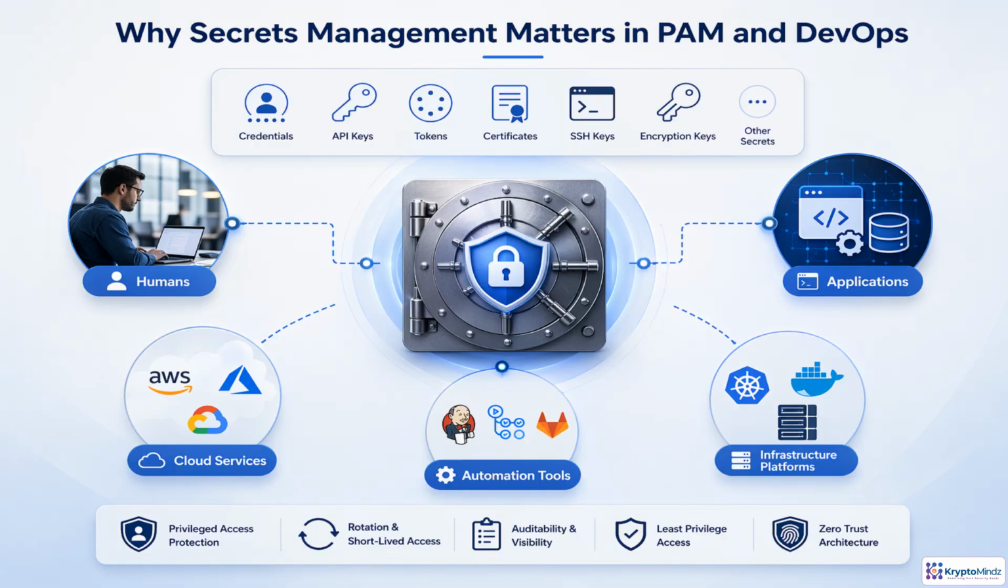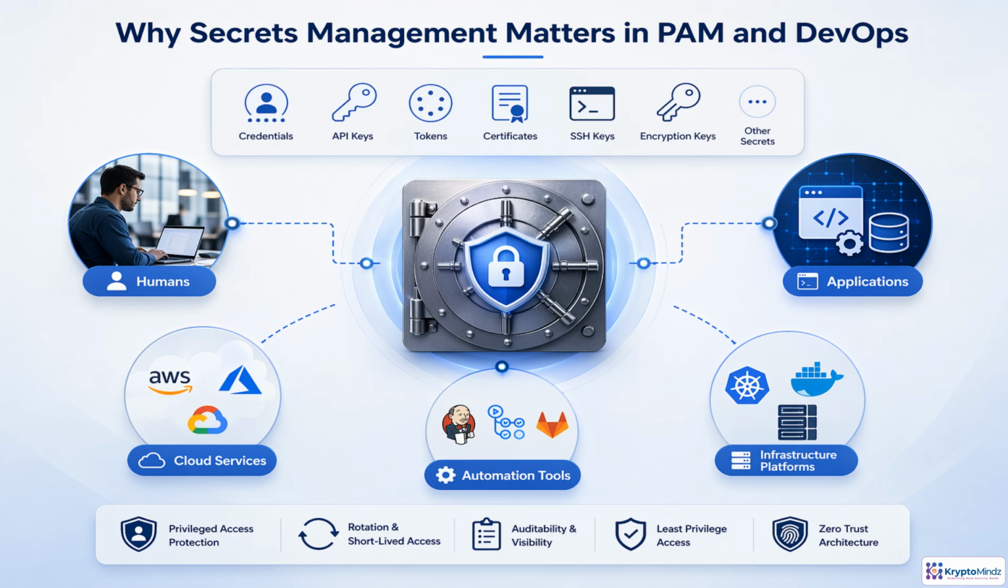Secrets are more than passwords. They include API keys, tokens, certificates, SSH keys, encryption keys, and credentials used by applications, pipelines, cloud services, and infrastructure. In PAM, every secret is a privileged access artifact because it can unlock systems, data, or administrative actions.